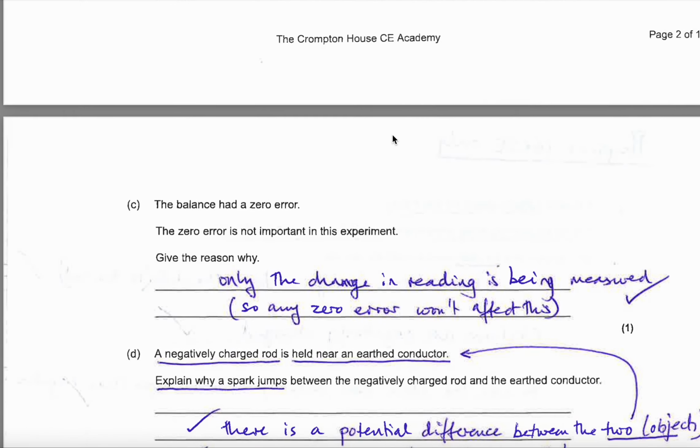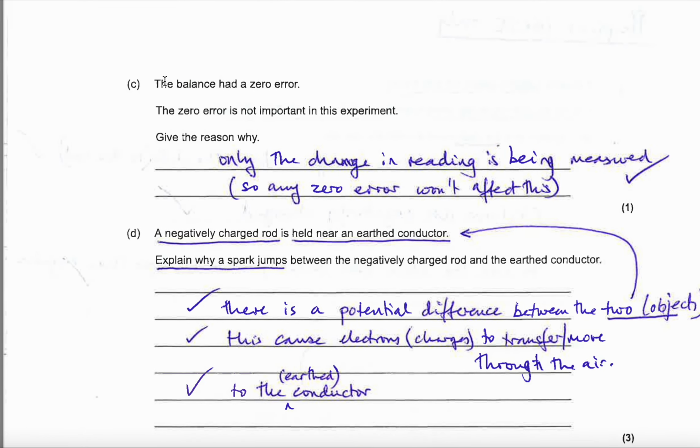It says the balance had a zero error. So in other words, before you put the rod on it, it wasn't reading exactly zero, so it has what's called a zero error. And it says the zero error is not important in this experiment. Can you give a reason why? Why is it not important?